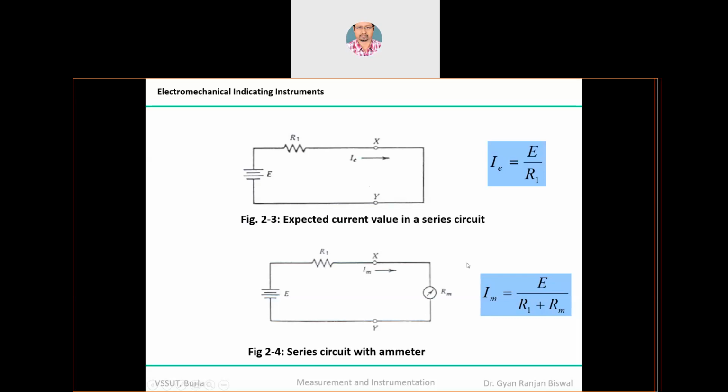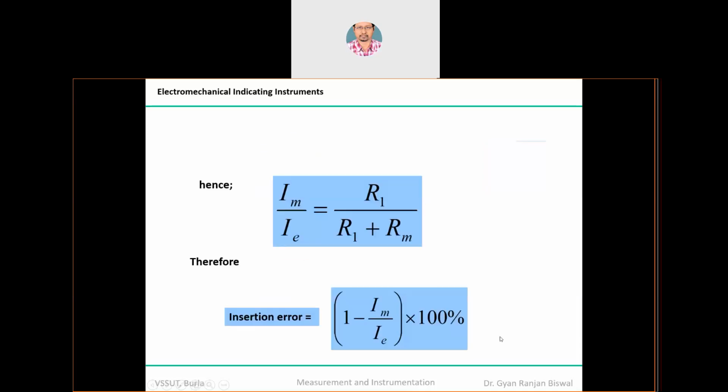Here, for an example, we will take a demonstration. Let's say initially there is a supply and there is a resistance R1. What is the circuit current flowing through? Let IE stand for the expected current. So IE is equal to E by R1. Now, when I connect a PMMC meter in the same line, what will happen? The current is changed. The modified current is Im, which is equal to E by R1 plus Rm, whenever I apply the ammeter in series.